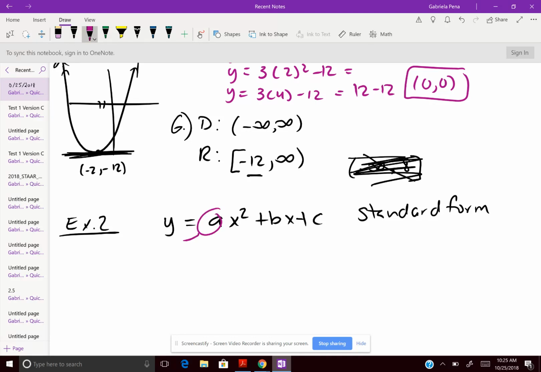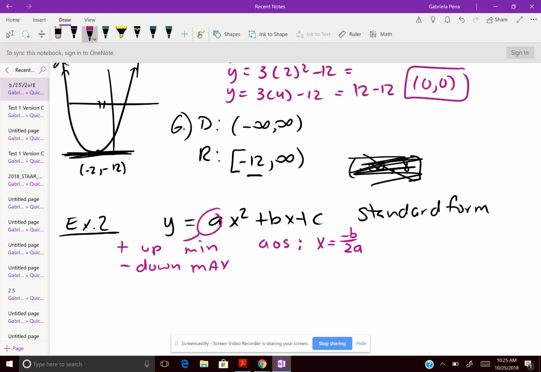Now, the same thing happens. This number, if it's positive, it opens which way? Up. If it's negative, it opens down. So if it opens up, it is a min. If it opens down, it is a max. To find the axis of symmetry, it's going to involve more work than just looking at a number now. It's going to be x equals -b divided by 2a. This is what I remember.